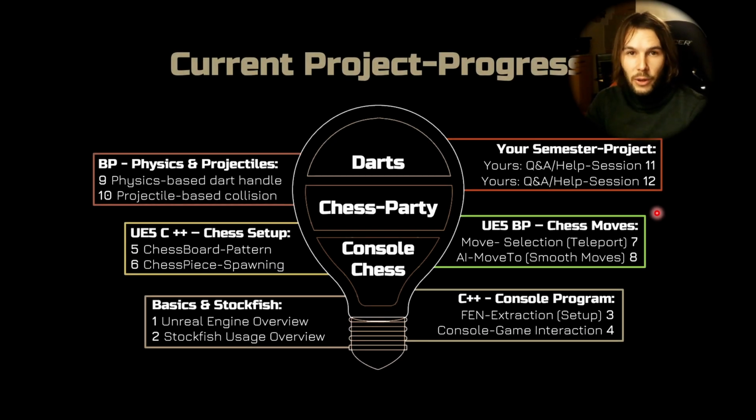The last part before the outro, as always, is to check our current project progress. And you can see we just finished the whole chess part setup. We just built our console program. Now we included also a complete 3D chess in Unreal Engine. And the next time, we just want to advance to the physics and projectiles section, where I will actually show you how you can handle physics-based collision and also projectile-based collision.